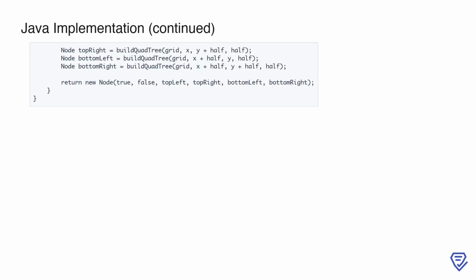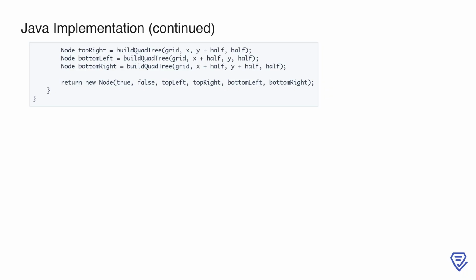Finally, we complete the buildQuadTree method, which is a recursive function that constructs the quad tree. If the size of the current subgrid is 1, we create and return a leaf node, where the value is determined by the grid cell. If the subgrid is uniform, as determined by the isUniform method, we also create a leaf node with the appropriate value. Otherwise, we divide the current subgrid into 4 equal parts by halving the size.